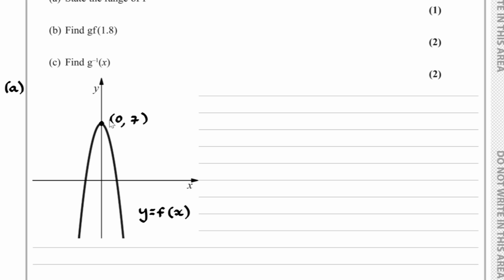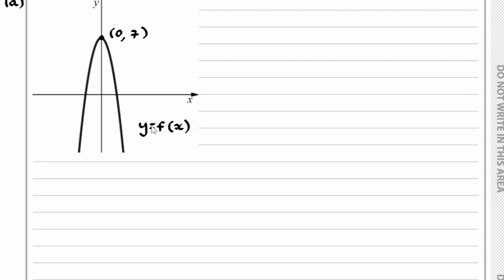And so therefore, for the range, you can see we have everything below and including 7, and so therefore we have f of x is less than or equal to 7. Of course, here we would include the less than or equals to symbol because we include the 7 with it, and it's everywhere below this point here.